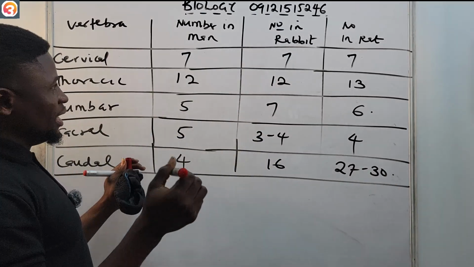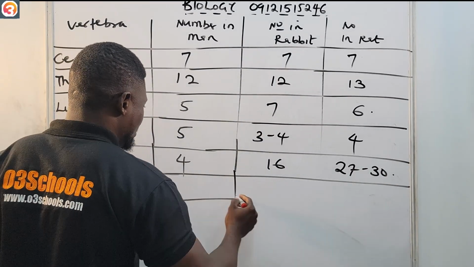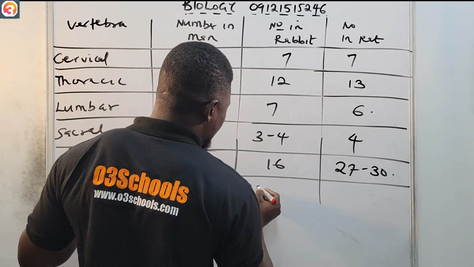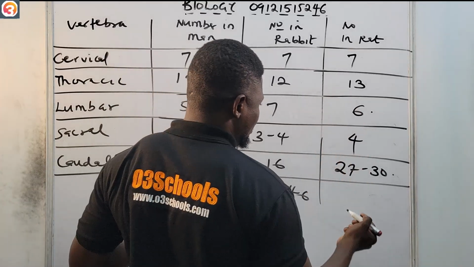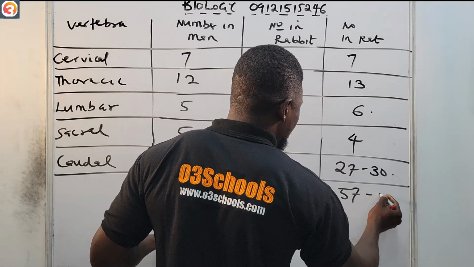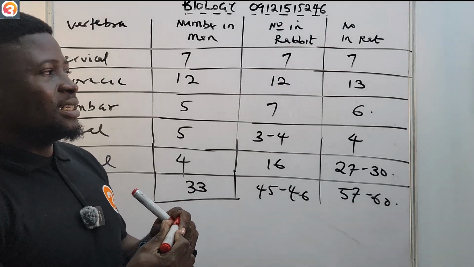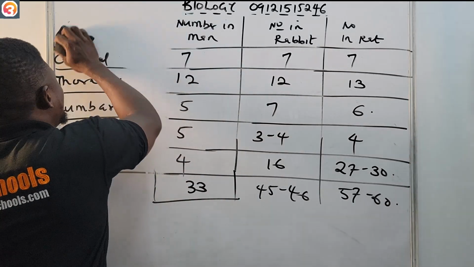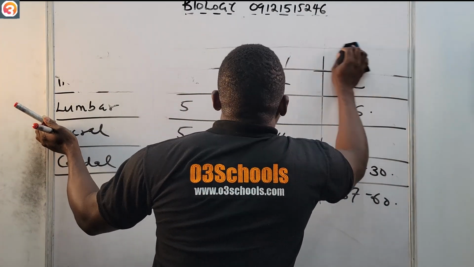If you calculate the total number of vertebrae in man at birth, it will be 33. For rabbits, it will be around 45 to 46. For rats, around 57 to 60. So that is that. Now let's quickly go to the thoracic cage, and then we are done.